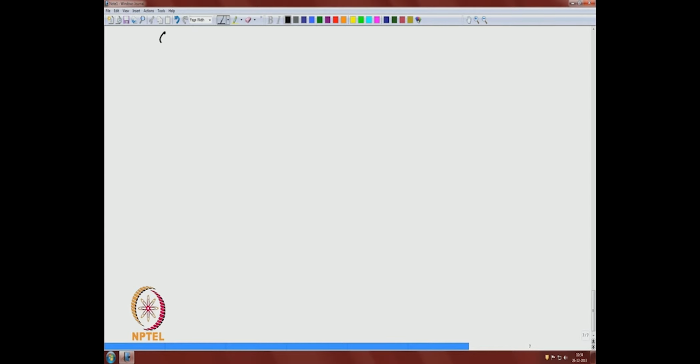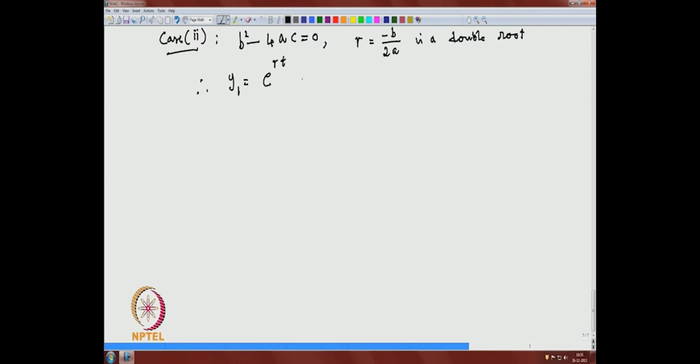Now, case 2: b square minus 4ac equal to 0. This is a double root. Therefore, r is equal to minus b by 2a, a double root. Therefore, for y1 we get only one solution; a double root does not give you two independent solutions. e power r t is one solution.